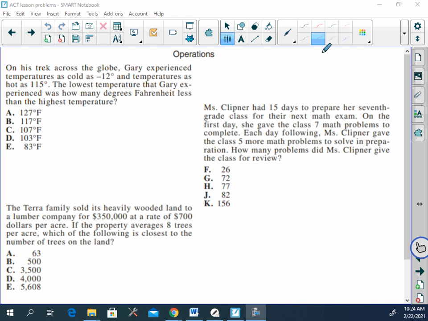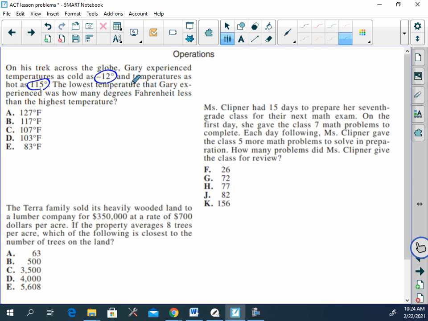This lesson is called operations. So with operations, we're adding, subtracting, multiplying, dividing, sometimes more than one thing in each problem. So first problem here. On his trek across the globe, Gary experienced temperatures as low as -12 degrees and temperatures as high as 115 degrees. The lowest temperature that Gary experienced was how many degrees Fahrenheit less than the highest temperature?